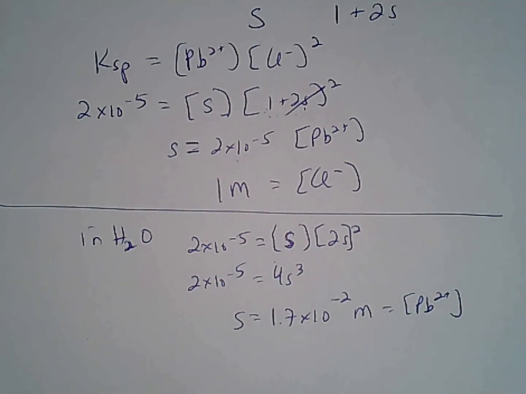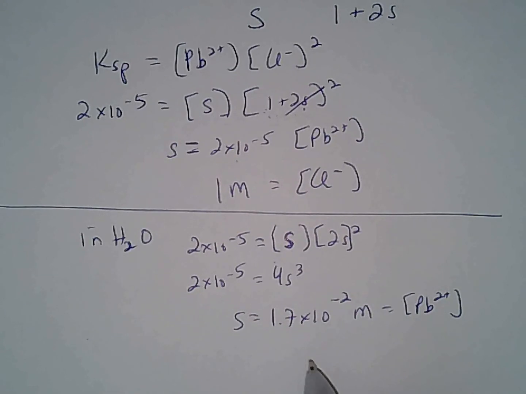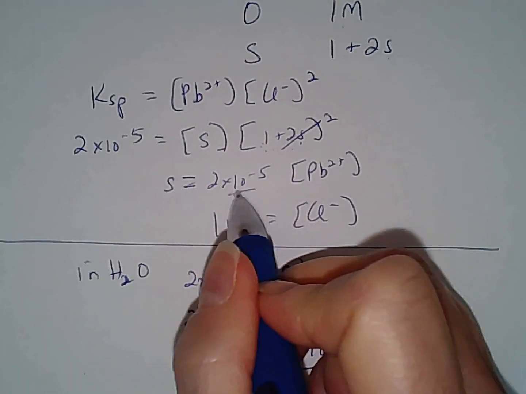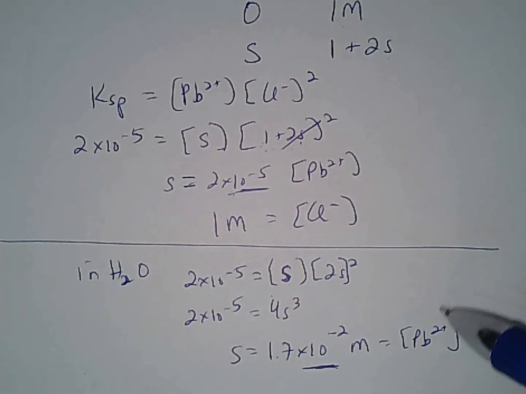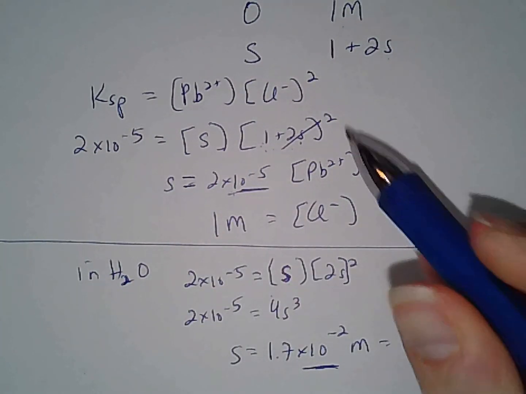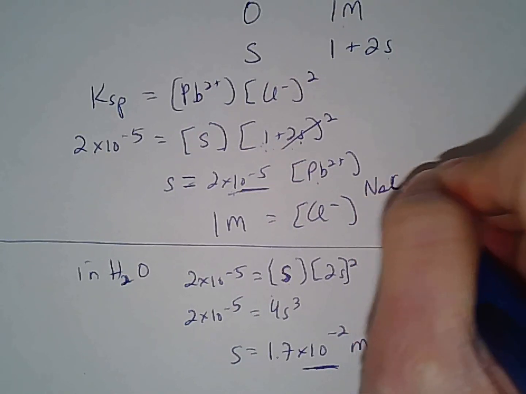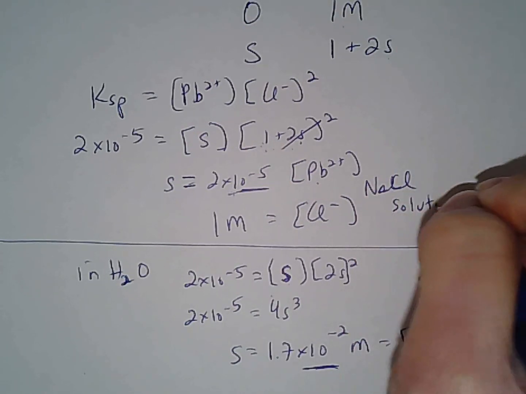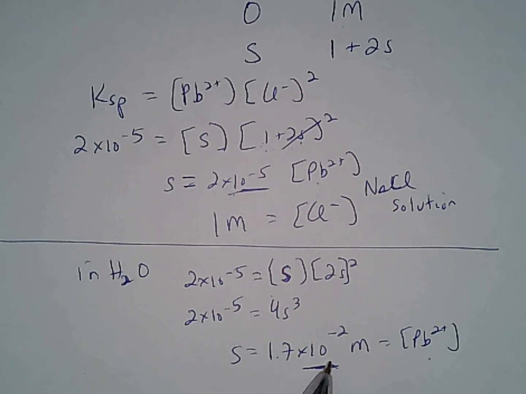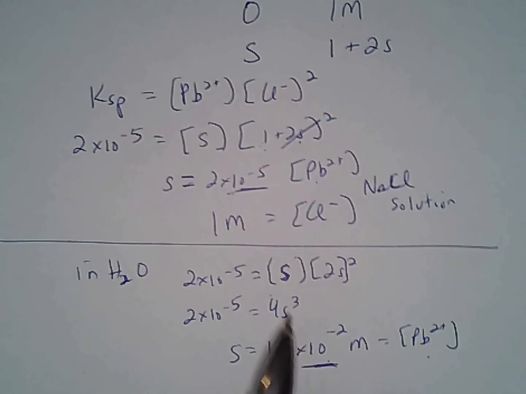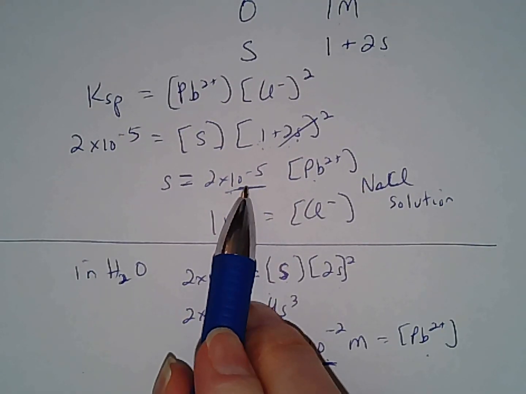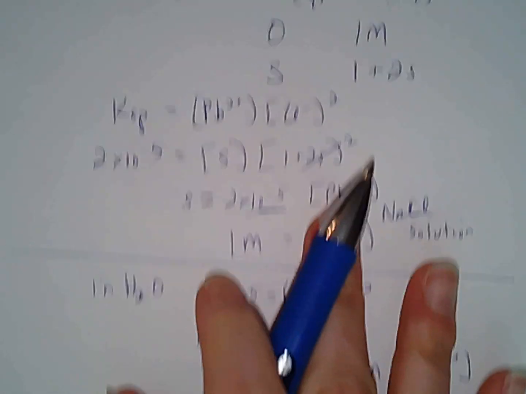Okay. Now, why I'm having this conversation, okay? 10 to the negative 2 is a bigger number than 10 to the negative 5, okay? We are comparing lead in water compared to lead in a sodium chloride solution. So I have more lead if it's just in water than if I had it in a sodium chloride solution. Well, does that make sense?